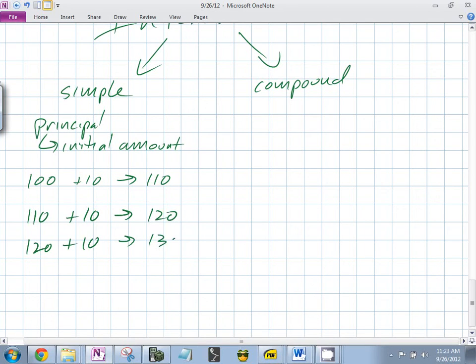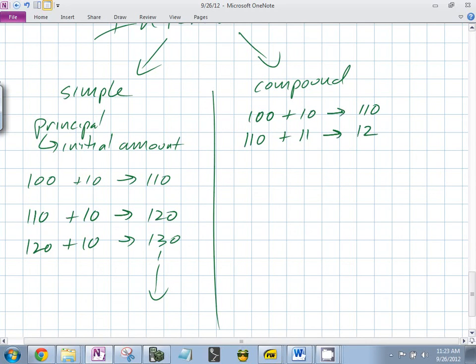Compound interest, you start with 100, you add in $10, and you end up with 110. You start with $110, what do you add in this time? $11, and you get 121. At the beginning of the third year of 121, what do you add in? $12.10, and you end up with 133.1. And then just do one more year here.